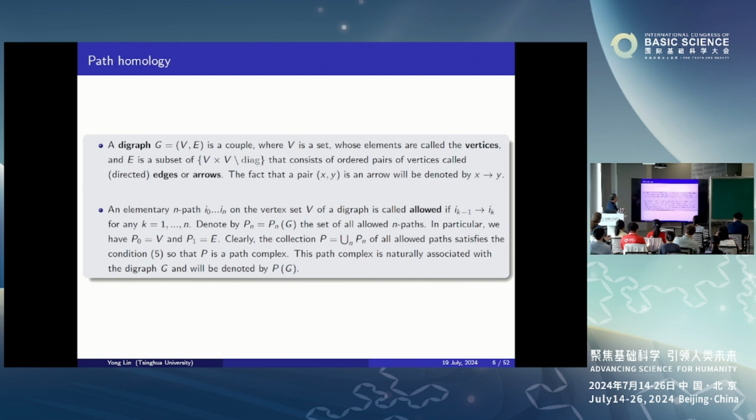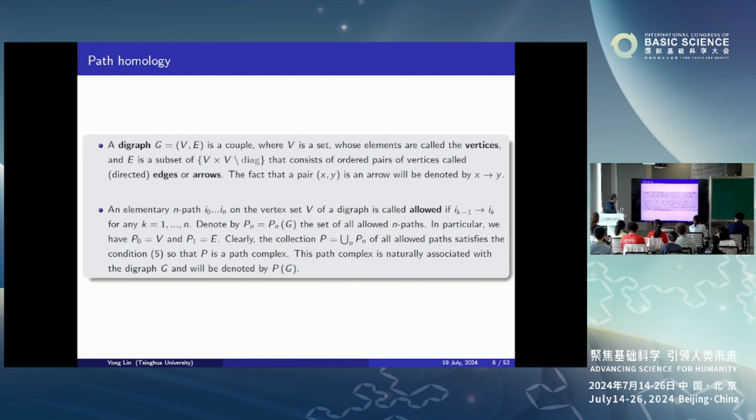For example, we'll give an example. What is the P path complex? Given a digraph G, digraph means there is a direction on every edge. So V is the weighted set, and E is the edge set. This notation means there is an edge from S to Y, a direction from S to Y.